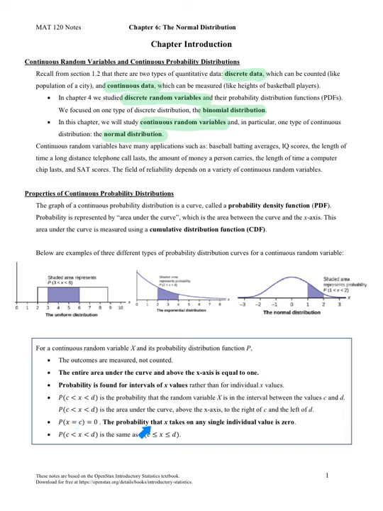The probability that x will take on a single individual value is 0, and in this case, for a continuous random variable, these two are equal. Again, we'll discuss this more in the lecture videos, so make sure you check those out.